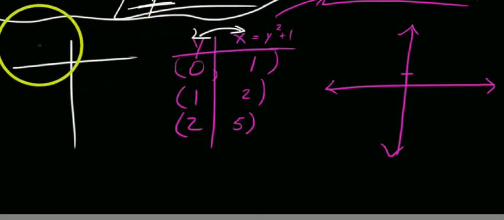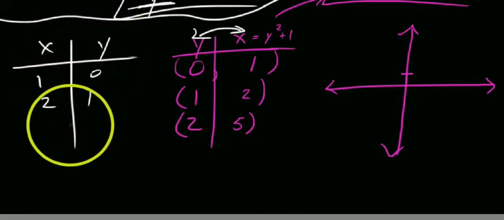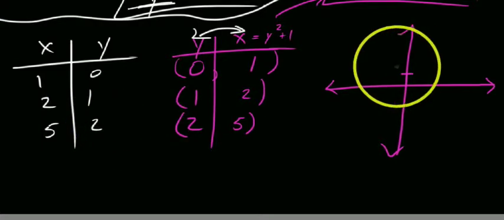Apologize. But we say x's and y's. We have this series of points here. We say 1, 0, 2, 1, and 5, 2. This will look much better.